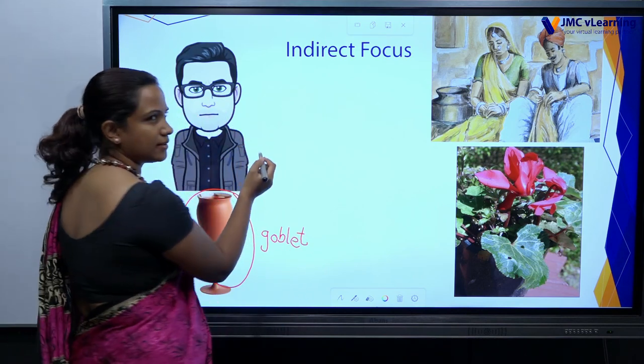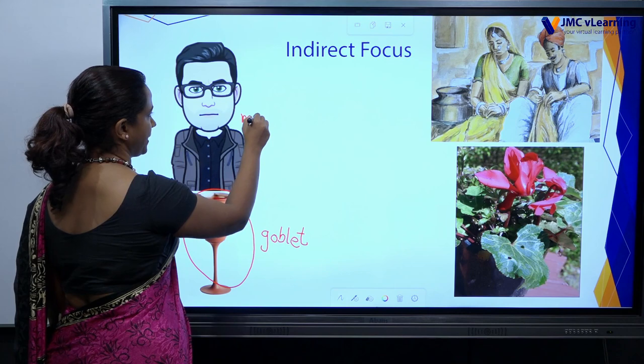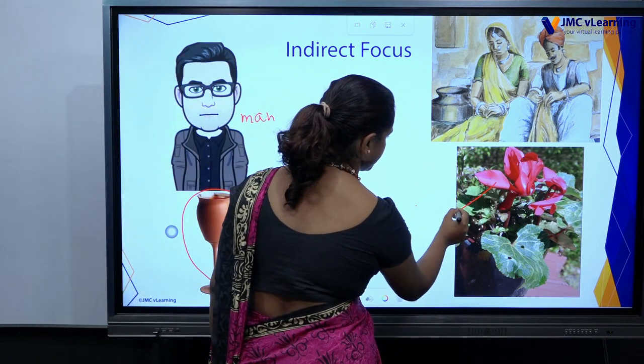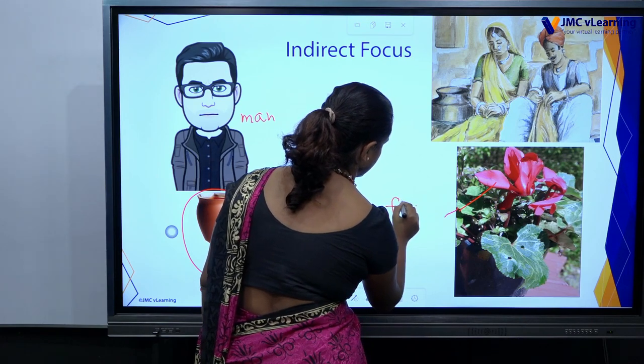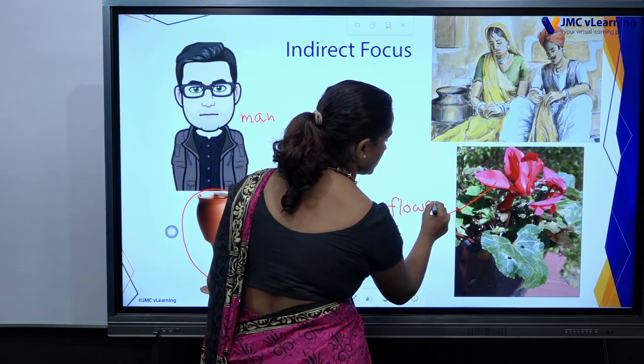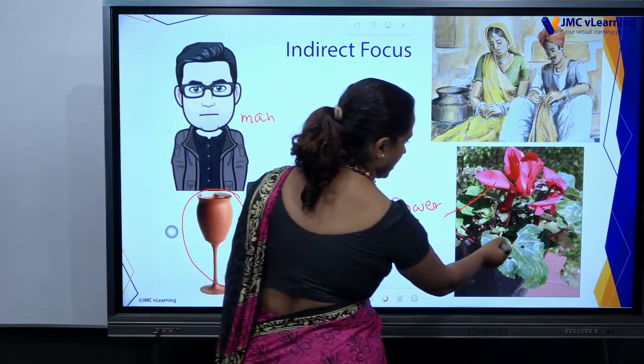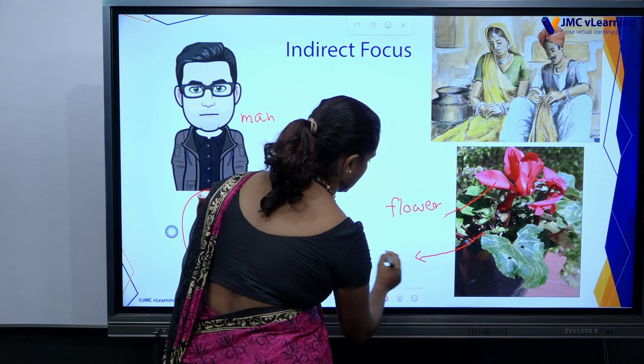Here it is like a man. We call him a man. And here this is a flower. The flower that he was talking about. The fragrant friendship of a flower. And underneath the flower you have a clay here.